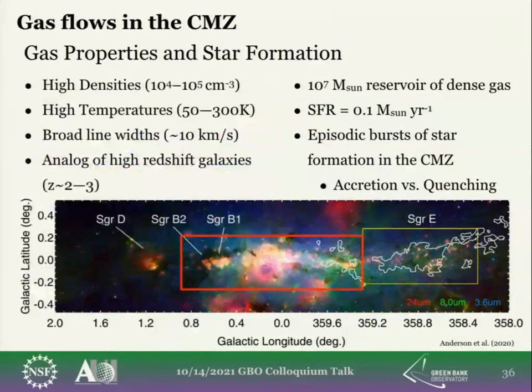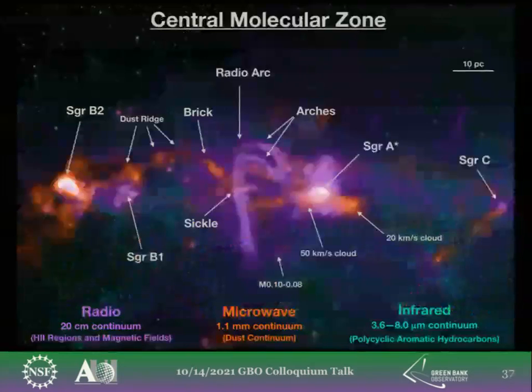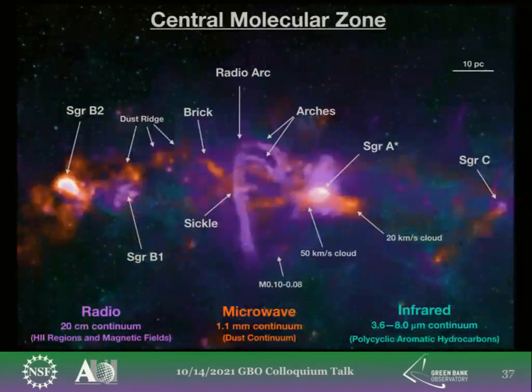Okay, so for the CMZ, I'm going to focus mainly on the inner 200 parsecs or so. Typically, the region that's shown here, which is the twisted ring, is defined as the CMZ, which is the inner 200 parsecs. All right, since this is a colloquium talk at a radio observatory, I cannot show the galactic center without showing the radio data.